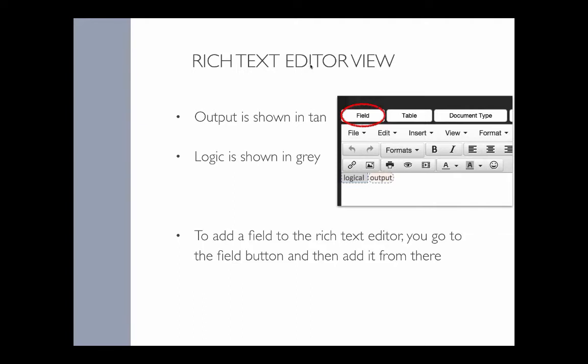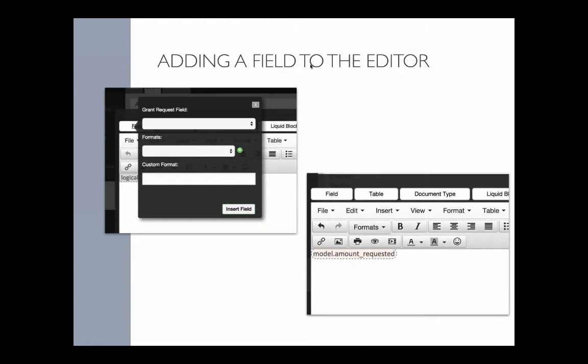Make sure your cursor is in the position you want the field to go, and then click on field. Then, under Grant Request field, select the field you wish to insert. You'll notice that dynamic and core attributes are listed in separate sections. For this example, we chose the field Amount Requested. Notice the way the field name is laid out in the interpreter. Every field begins with the word model and then has a period.